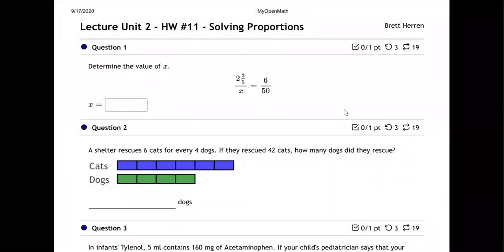Okay, so this is our last unit, the last homework in Unit 2. This will put the end of Unit 2 for us. Solving proportions. First off, what is a proportion?